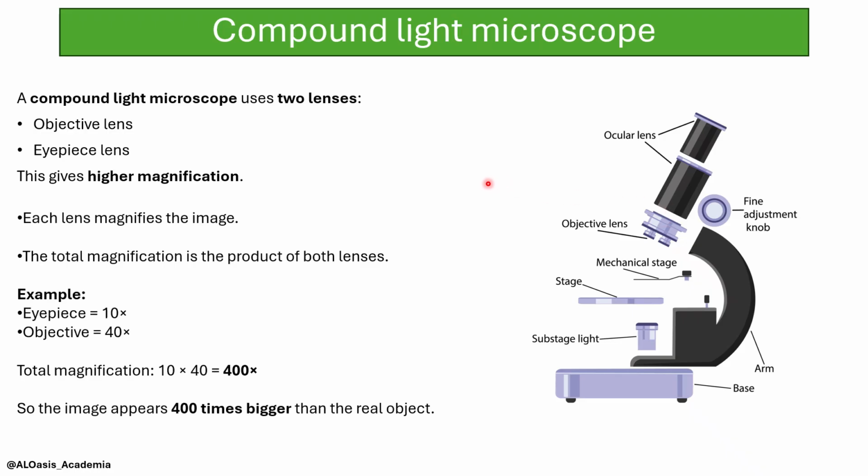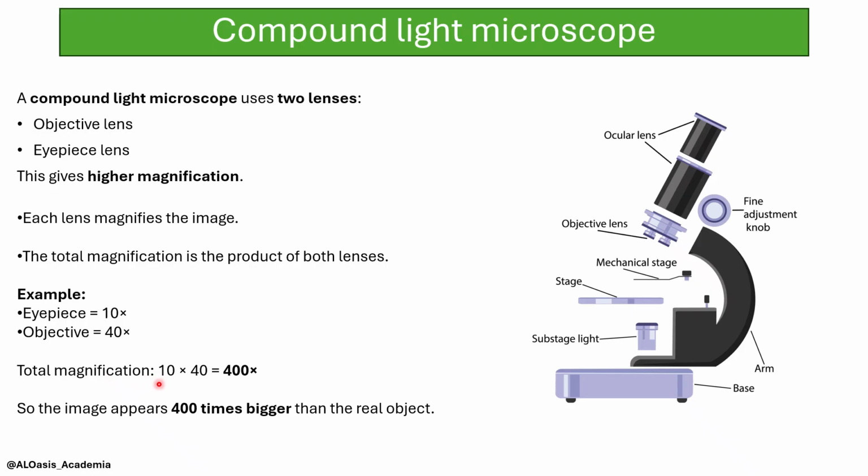To explain that, each lens here, the ocular lens or eyepiece lens and the objective lens, magnifies the object on its own. So for example here, the eyepiece makes the object look 10 times bigger, and the objective lens makes the object look 40 times bigger, each one on its own. So if you look through the microscope in this position, you go through the eyepiece lens and the objective lens. So the total magnification you would have is the product of both of these lenses.